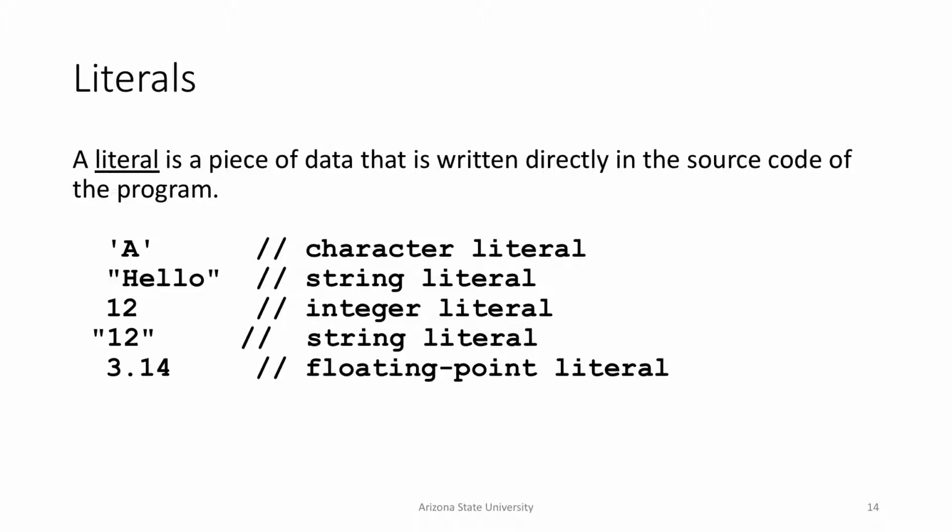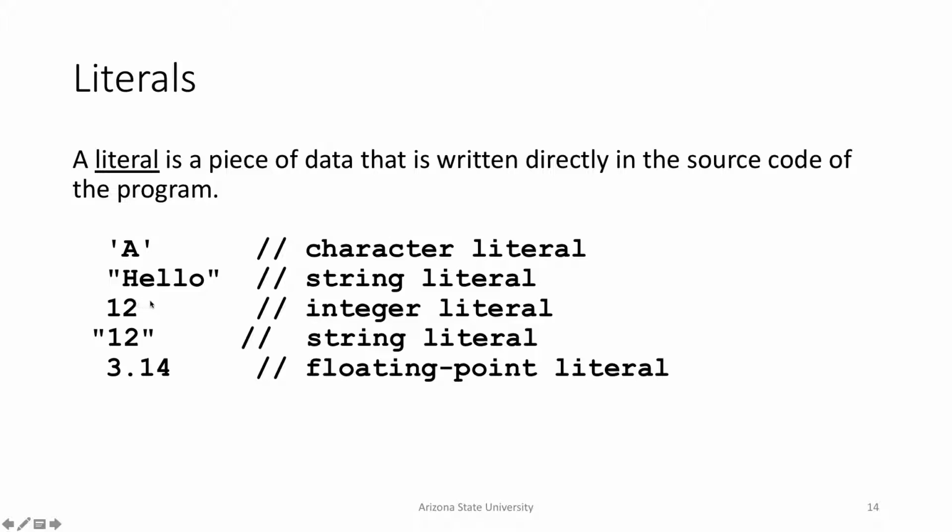So a literal, this sentence right here, is a piece of data. That comes from the publisher, and I think it's a little misleading. It says that it's written directly in the source code of the program. But isn't everything written into the source code of the program, even variables? So what I think they mean here is something that's written that does not change value, and it's not a variable, and it's not given a particular name. So it's a piece of data written into the program. It's another way to think about it.